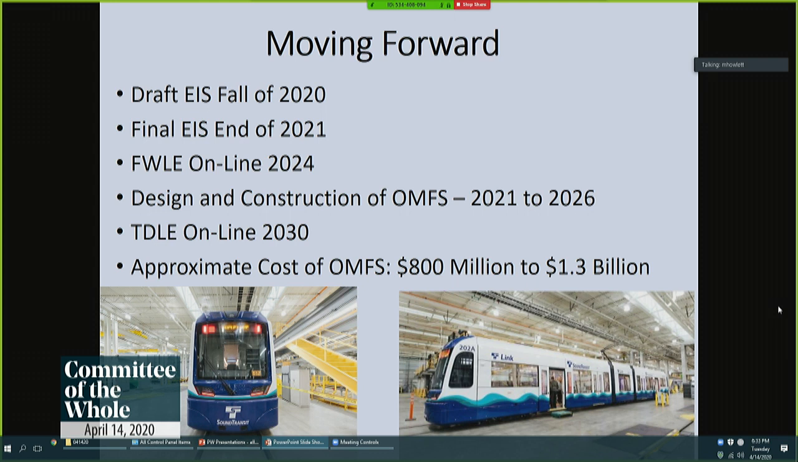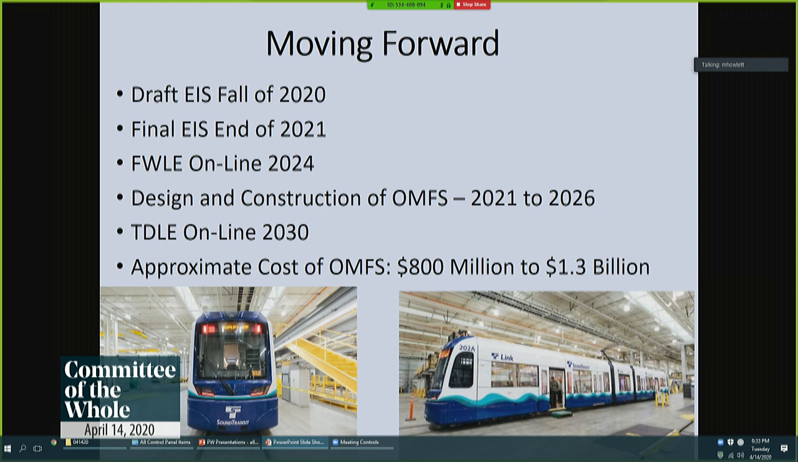Right now, Sound Transit is conducting studies for their draft environmental impact statement. The COVID-19 pandemic has impacted that a little bit, but they're still aiming to get the draft EIS issued in the fall of this year. In fact, just this week, we scheduled Sound Transit staff to come to the second workshop in September to give an update and to present to you the results of that draft EIS. The final EIS is then scheduled to be issued at the end of 2021.